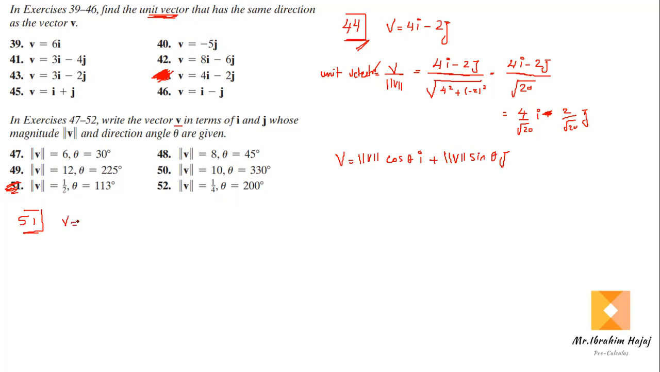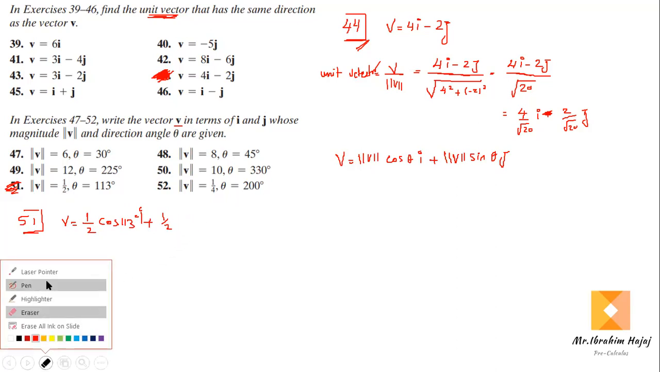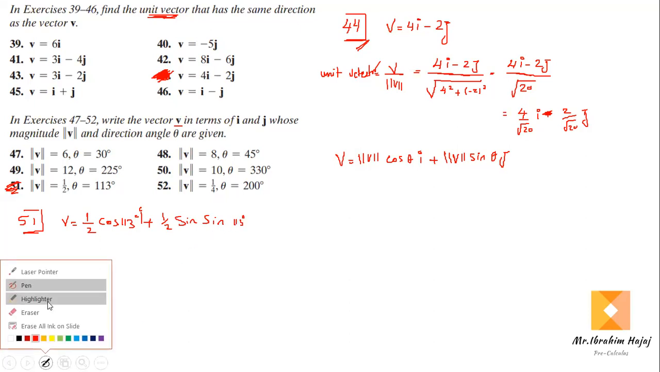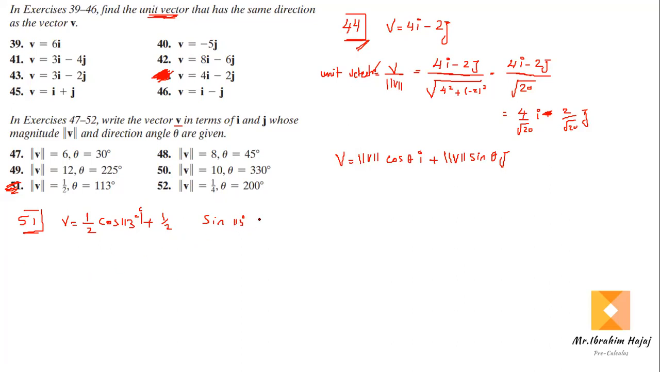So you'll go with half cosine 113 i plus half sine 113 j. We can take half as a common factor: half of cosine 113 i plus sine 113 j. Thank you very much.